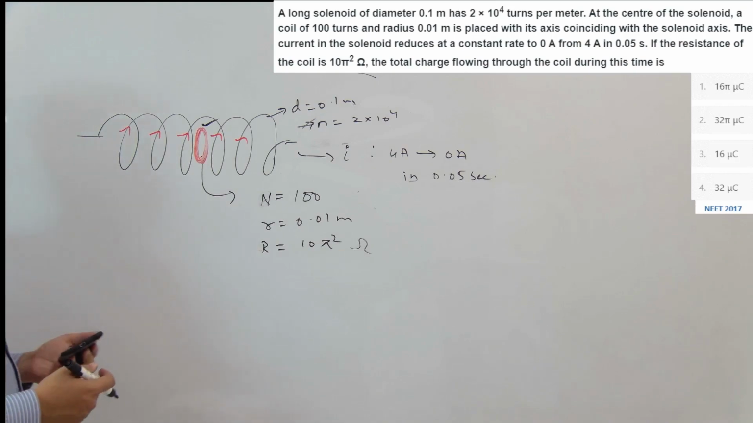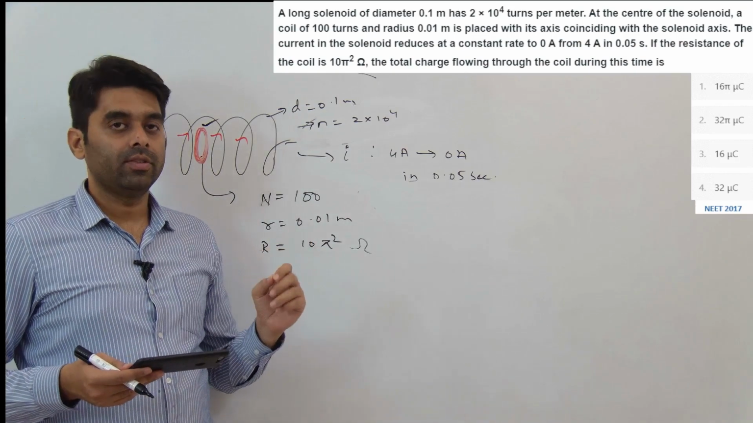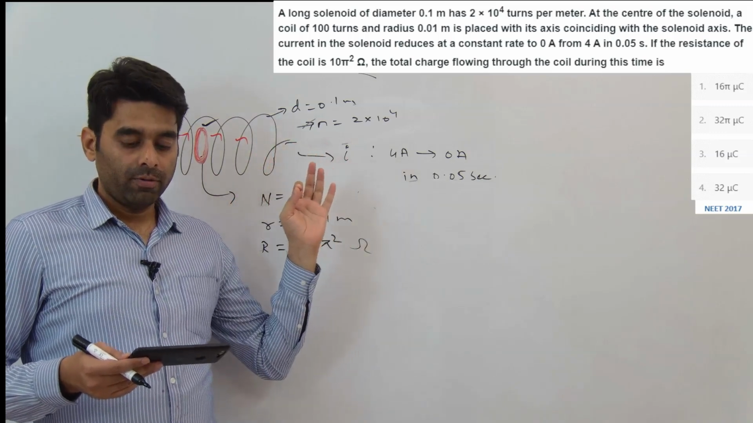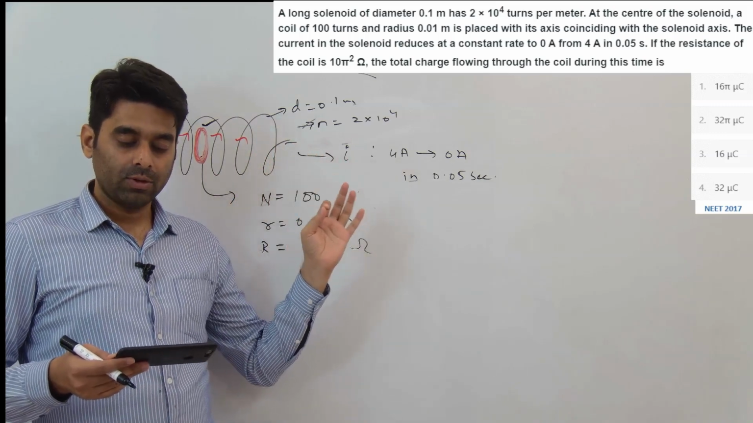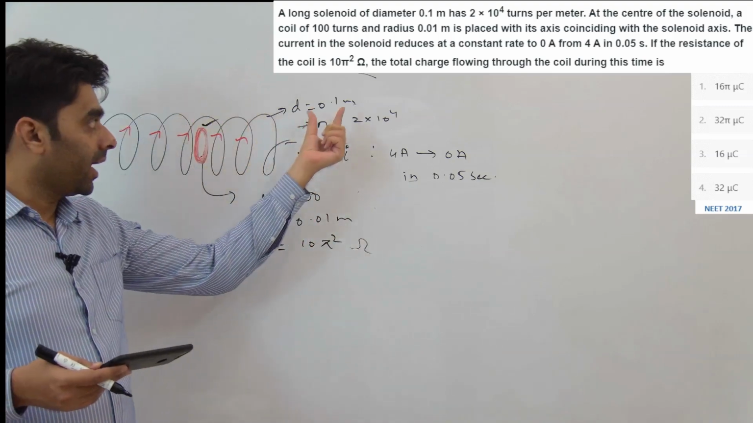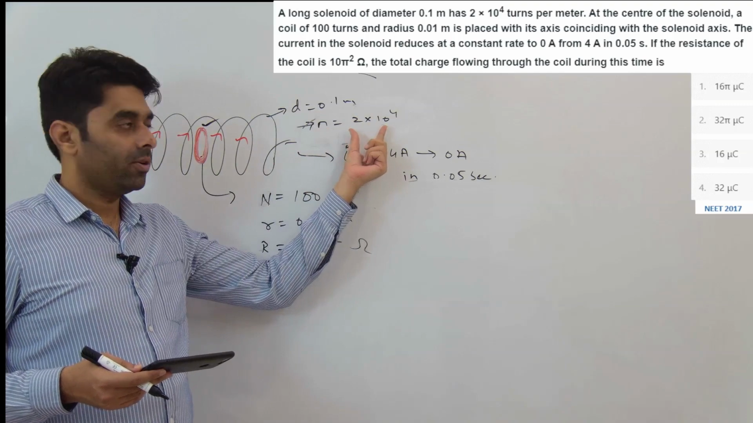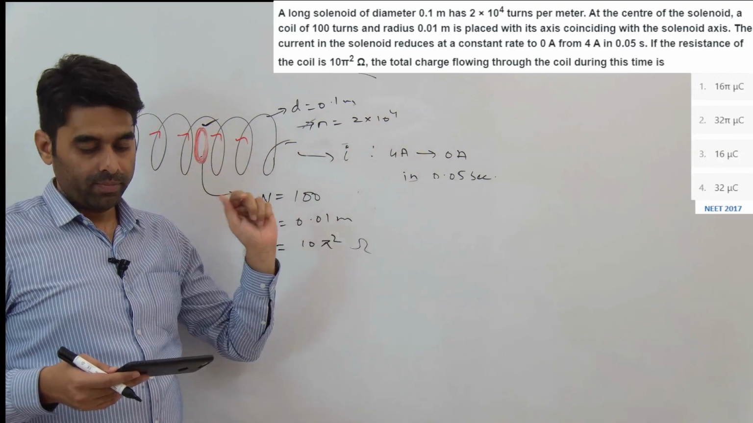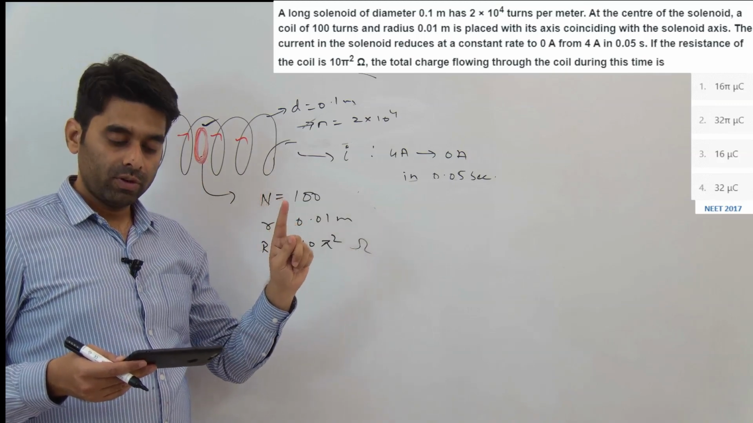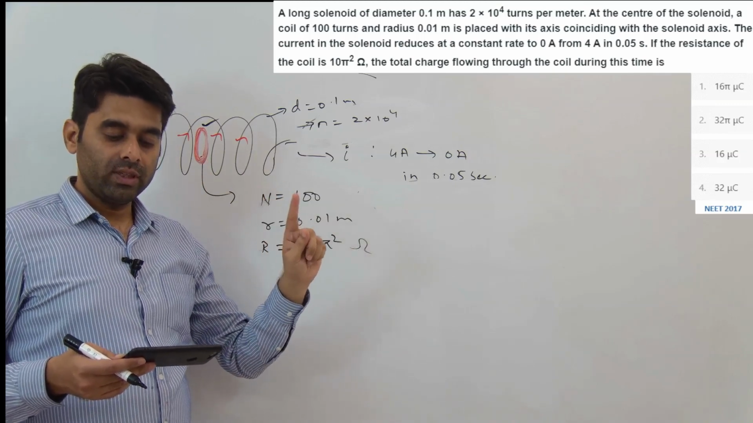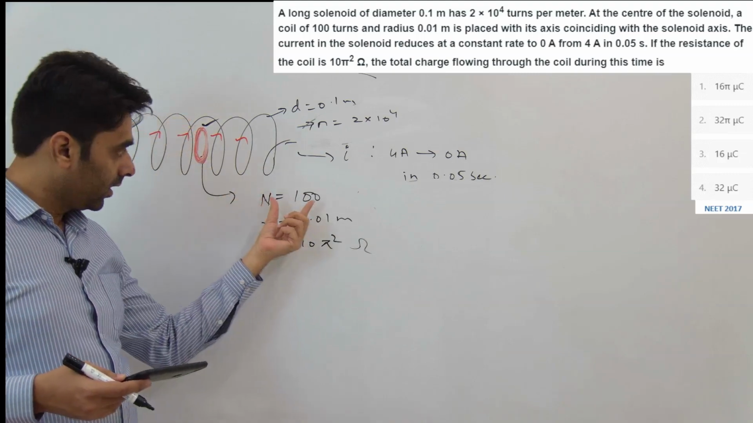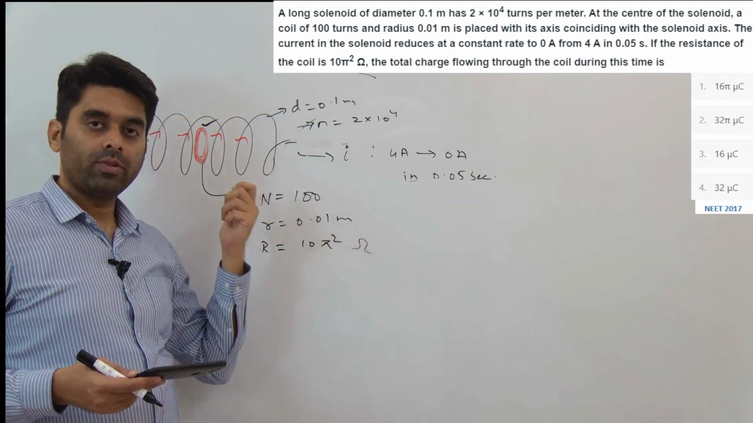Yeah. So the next question that we have is a long question. I have drawn the figure already. Let us see. A long solenoid of diameter 0.1 meter has 2 into 10 power 4 turns per meter. Solenoid is there. Okay. Diameter is 0.1. Number of turns per unit length is 2 into 10 power 4. Okay. At the center of the solenoid, a coil of 100 turns and radius 0.01 meter is placed with its axis coinciding with the solenoid axis. As you can see, this coil is there, number of turns 100, radius is 0.01 meter.